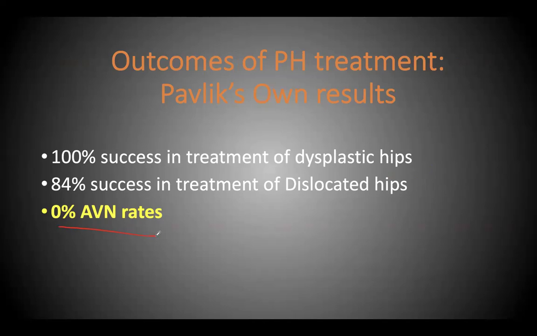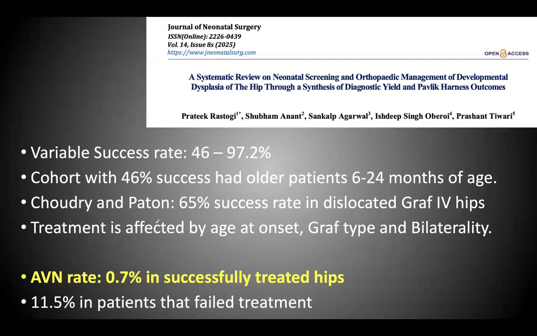Any other treatment method that we do, closed reduction, open reduction, femoral osteotomies, DEGA, these will never give you a perfectly normal hip joint. So that is why it is really important to pick these up early. And if you can treat them successfully in a Pavlik harness, you can give them a normal hip joint.